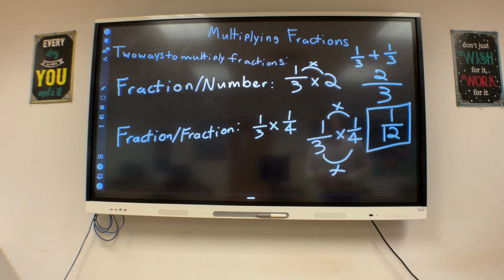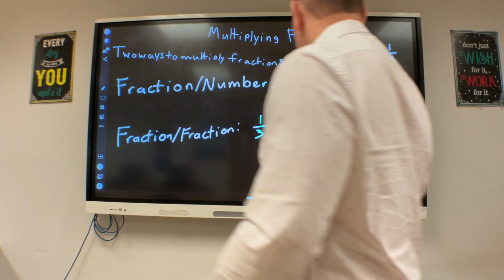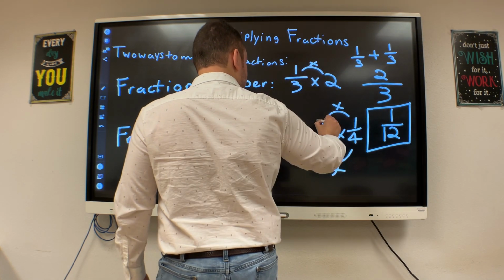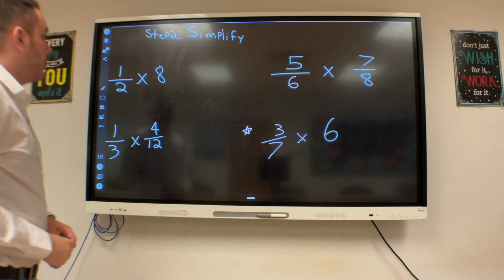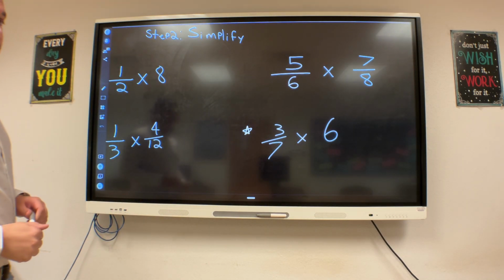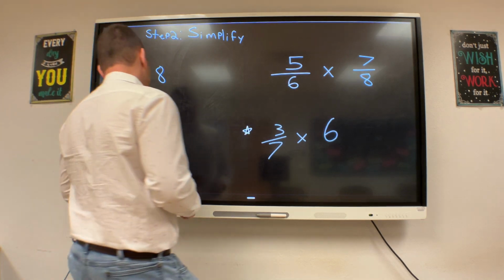I see, just multiply your numerators, multiply your denominators. If you can, you simplify. In this case, we couldn't, but we're going to do those in just a second. Like I said, just multiply your top, multiply your bottom. That'll give you your answer. And so now we're going to simplify.